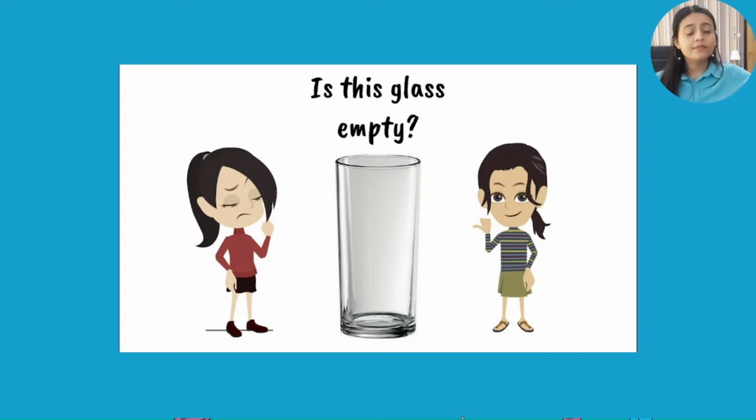Now, we are going to study the next concept of air. Before proceeding, you have to give me the answer. Is this glass which is shown on the screen empty? Yes, this is empty. It's without water, so it means it's empty. Let's see whether we are right or wrong.